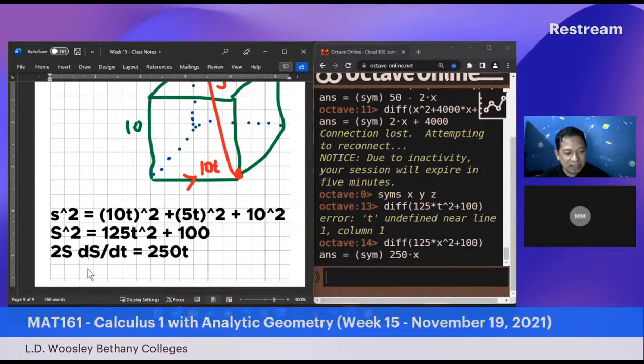Okay, solvein pa natin yan. So, ayan, that would be now the situation. So if that would be the case, your ds over dt would be equal to 250t over 2s. So that would be the case.